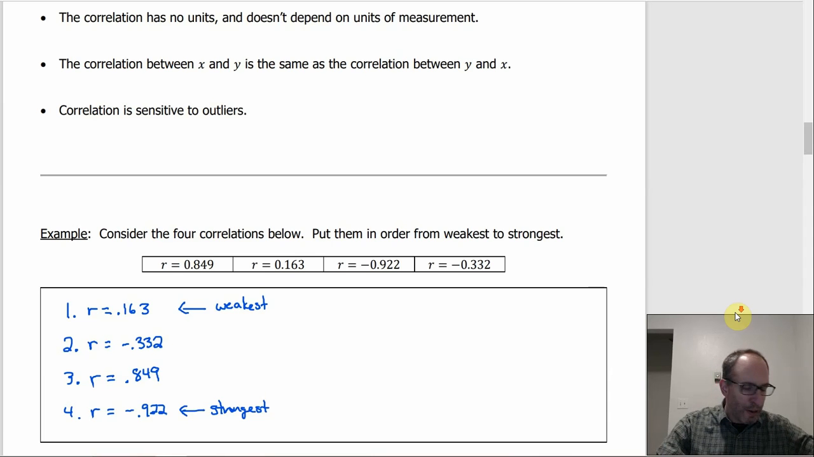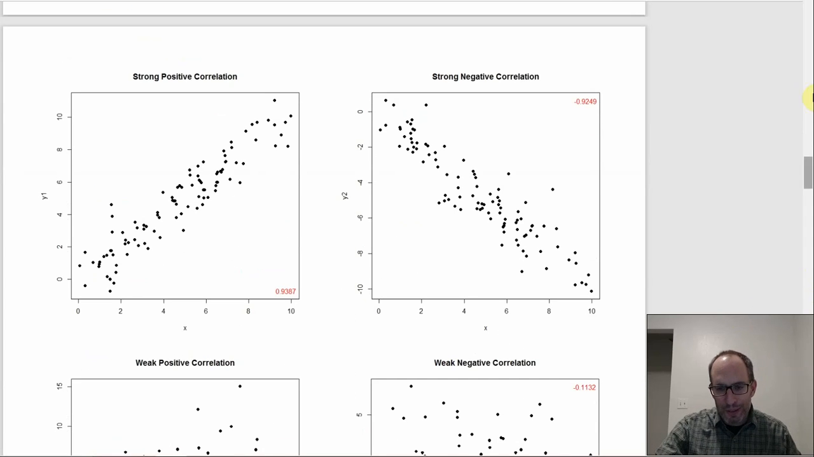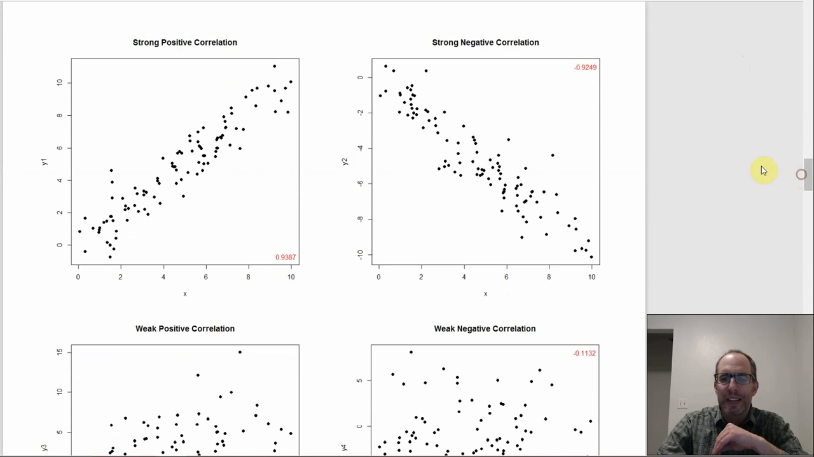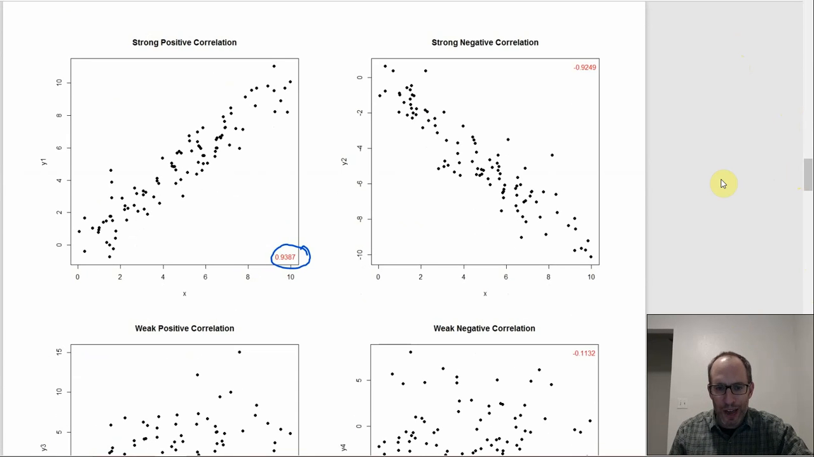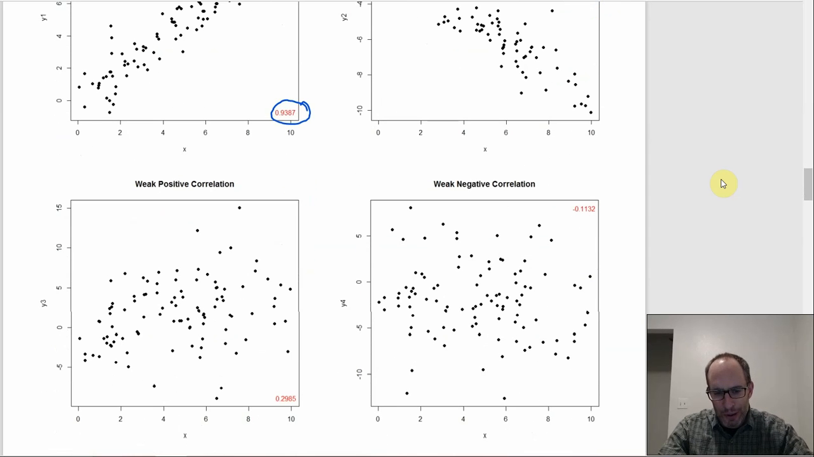All right, let's see. We've got some pictures here. So strong and weak are kind of relative ideas. Right? There isn't an absolute strong, and you can see what the correlations are. They're in the corners. Here's a correlation of 0.9387. The second one, up here, negative 0.9249. The third one, down here in the lower right, 0.2985, and then negative 0.1132.